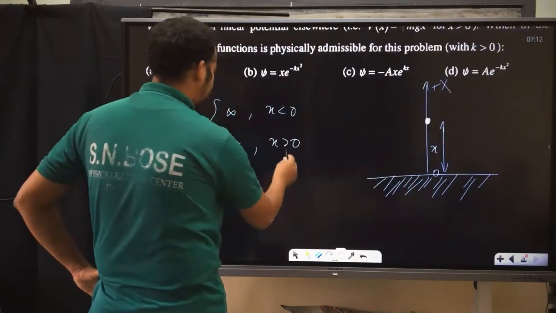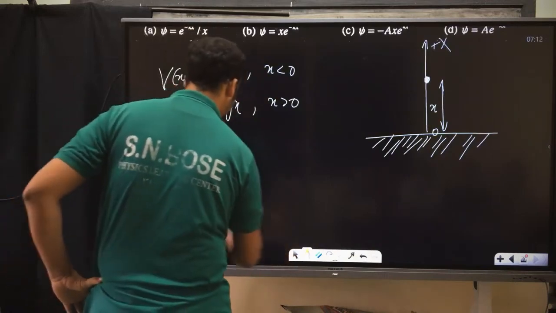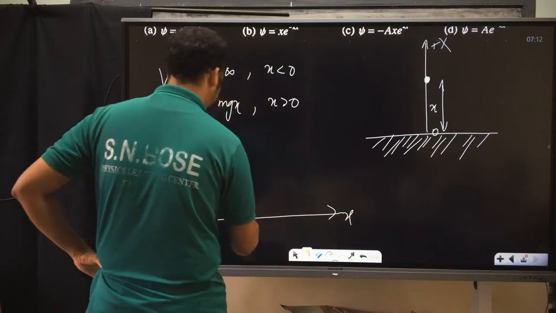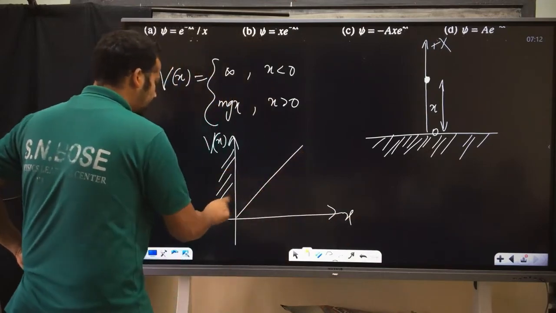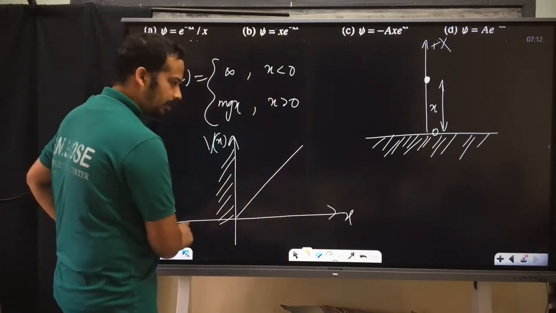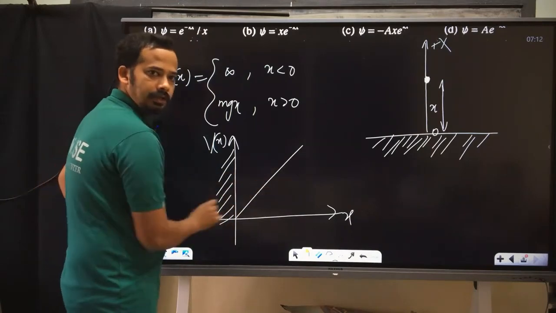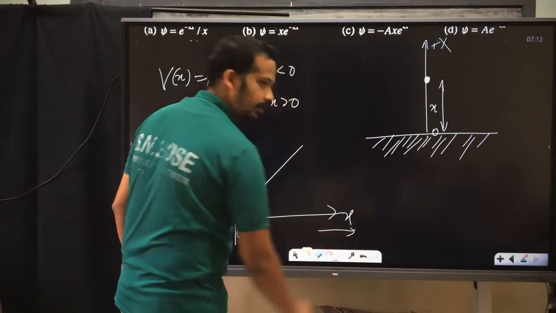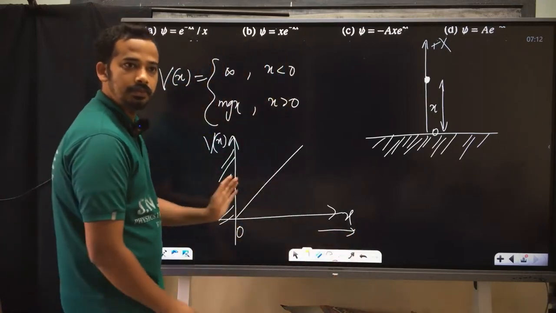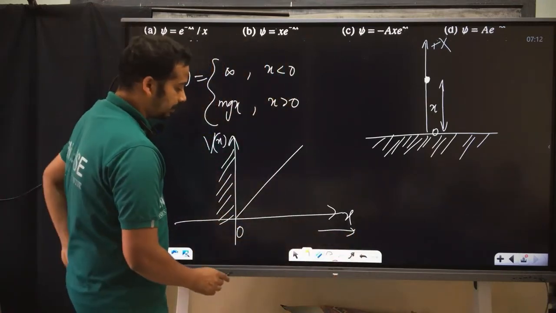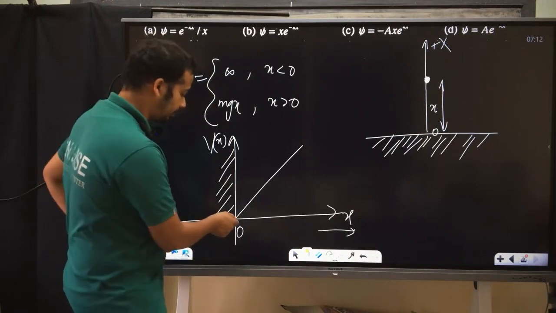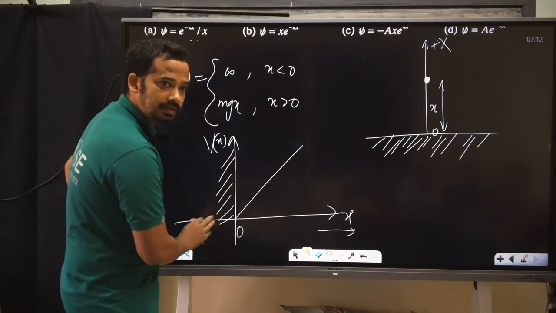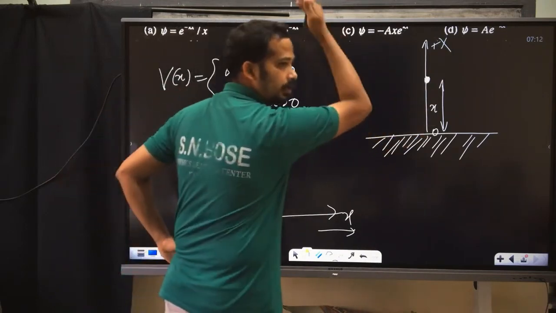You draw this potential first. So V of x, as a function of x, is linear here and infinite here. That means the particle cannot enter here. It should be normalizable, and our region of interest is 0 to infinity. Continuity of the wave function demands that the wave function is again 0 in this region. The particle cannot enter. X less than 0 means inside the earth. X greater than 0 means above the earth.